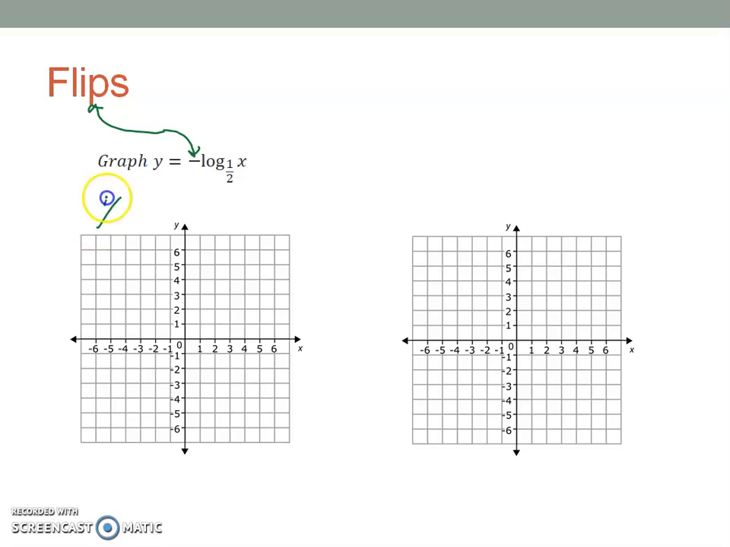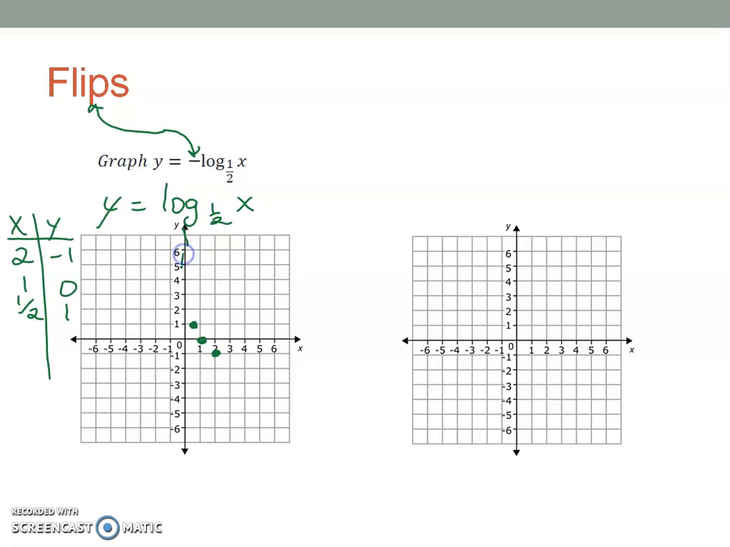Start with my parent function, y equals log base 1/2 of x. Do my table, x's and y's. Remember, I know my y's here, -1, 0, and 1. 0 always goes with 1. 1 always goes with the base. And then -1 goes with the reciprocal. So reciprocal 1/2 is 2. So I've got 2, -1; 1, 0; and 1/2, 1.